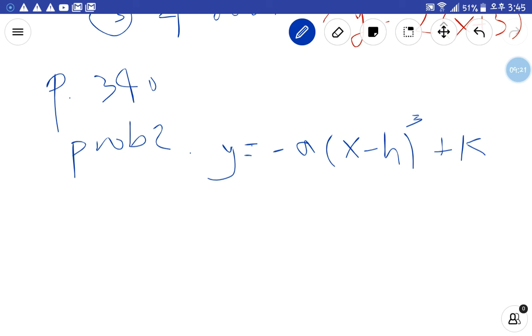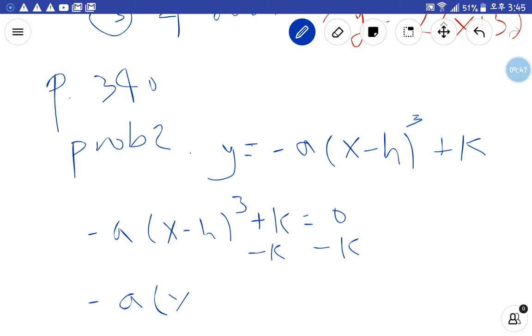How can we find 0, guys? Y replaces as a 0, because the 0 means an x-intercept. So I can rewrite my question as negative a times x minus h cubed plus k equals 0. Now how can I solve this equation? Minus k each side. And I have negative a times x minus h cubed equal negative k.